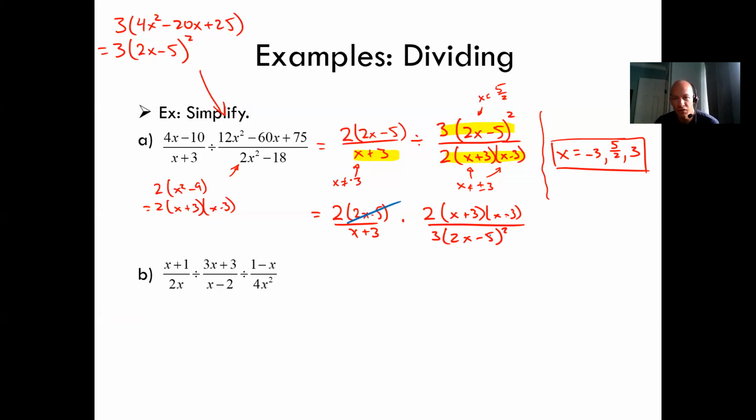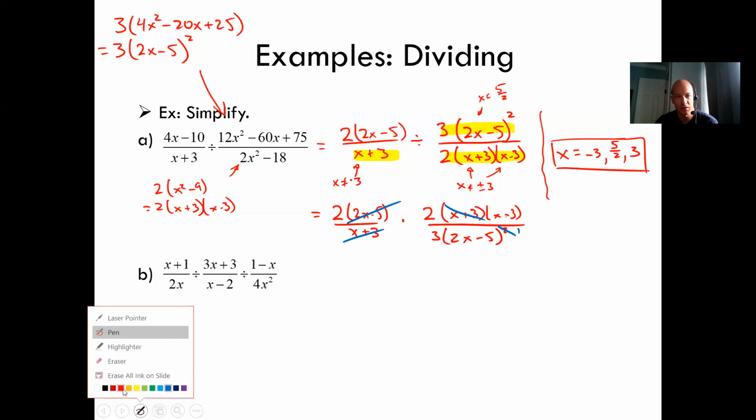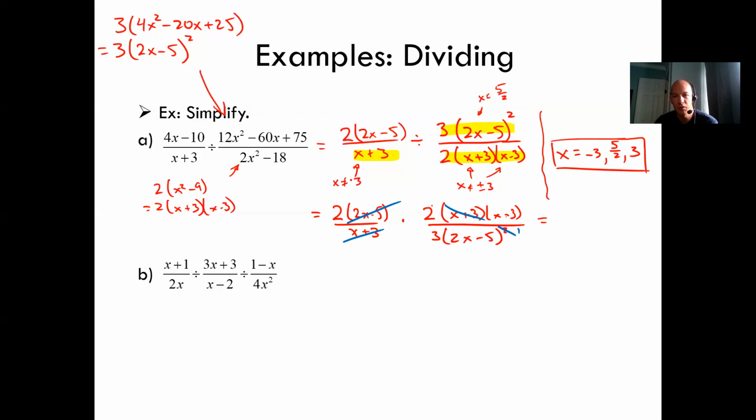One of these crosses out with one of these, and I can even rewrite the exponent as a 1. This x plus 3 and this x plus 3 are gone. I cannot simplify anything else, so the best I can do here is put this all together. The 2 and the 2 gives me a 4, x minus 3 is there, and then what I have left is a 3 and a single 2x minus 5 on the bottom. That's it. Done. That's as far as it can go.